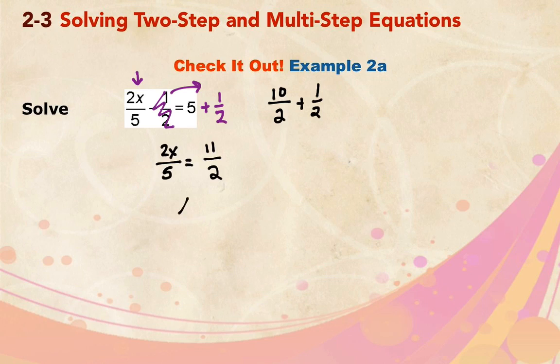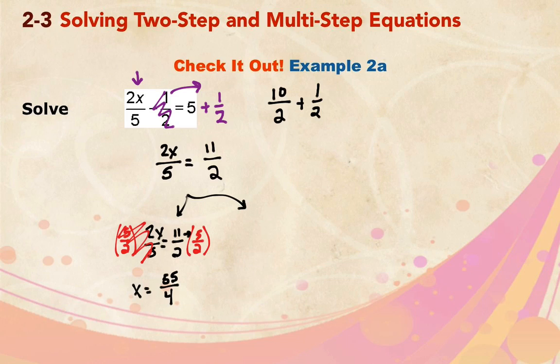Now, I'm going to show you both methods here just for practice. This first method, I'm going to do the reciprocal method. So 2x over 5 equals 11 over 2, and I'm going to multiply by the reciprocal. I've got to do it to both sides, so these will cancel out. So I'm left with x equals 11 times 5, 55 over 4.